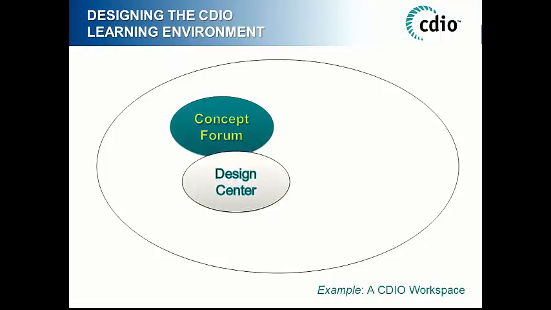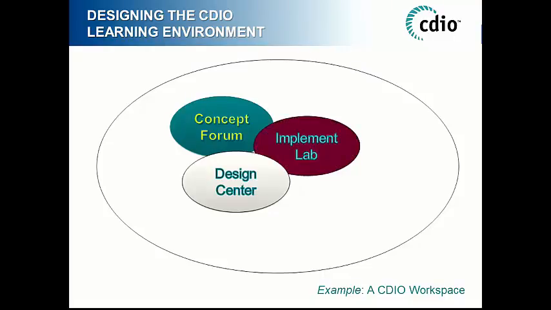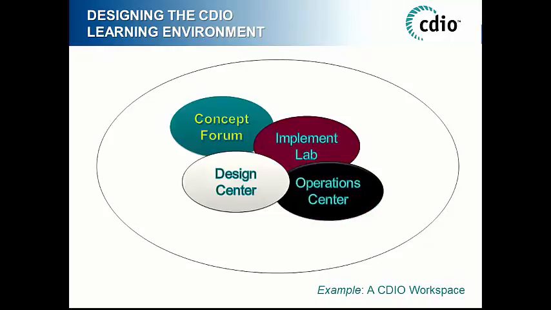You will have a design center where the students then move on and they start doing things on the computer. They might be doing some very basic modeling. They might start doing CAD, computer-aided design, things like that. Then you would have an implementation lab. That is a space where they actually realize their design and build it. And then you would have an operations center where the students are able to test.